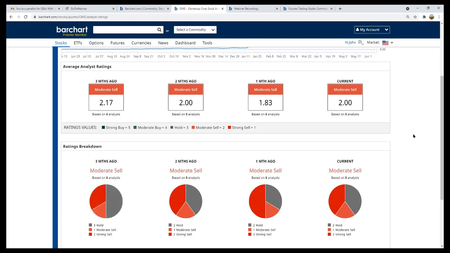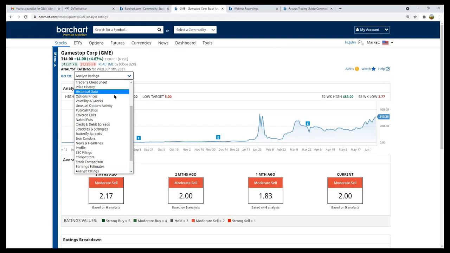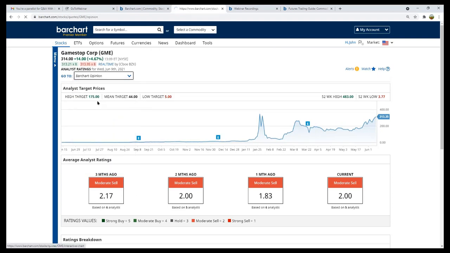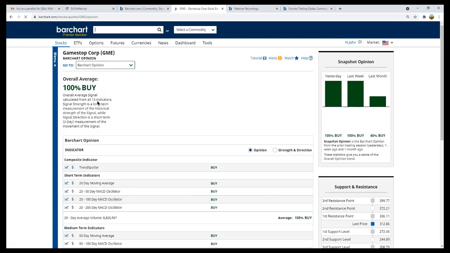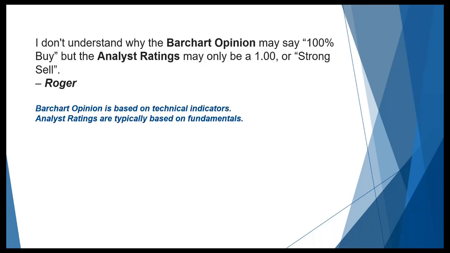But Barchart's opinion, remember, is based on technicals, okay? So Roger's question is, how can Barchart give a 100% buy signal and an analyst have a strong sell signal? Because we're looking at two different types of analysis. One is technical and one is fundamental.